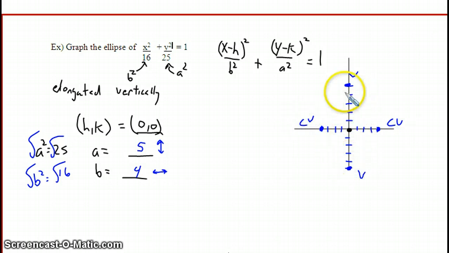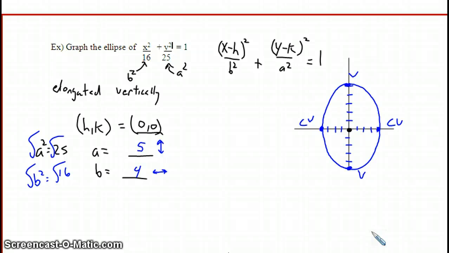Once you actually have those 4 dots on your graph, you can connect those to make your ellipse. Now again, try to make it as smooth of a curve as you can. And you should notice that it is not a circle, it's an elongated circle. Last thing you're going to want to do when you graph it is we put on the A and the B. We actually need to figure out what C is, because you should always put your focus on your graph.